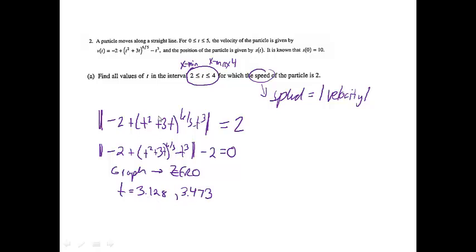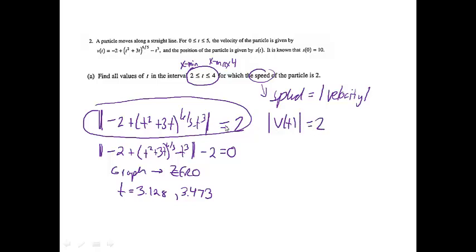That was worth 2 points. If you have this right here, you could either have that or you could have the absolute value of v(t) equaling 2. Either one of those was worth a point. And then if you were able to get both answers, you get another point. So this part was worth 2 points.